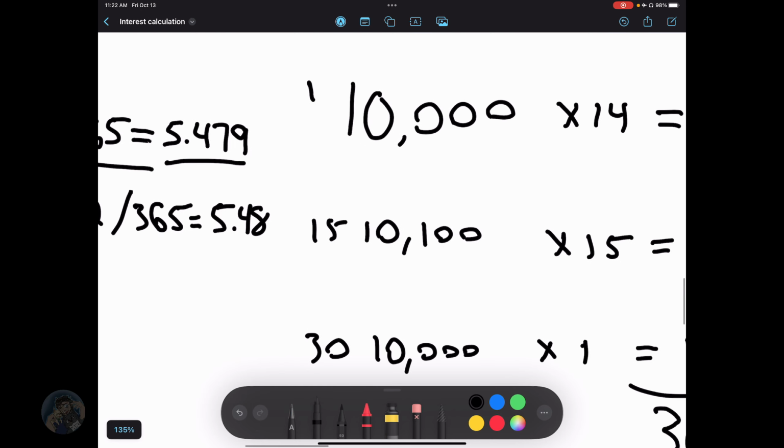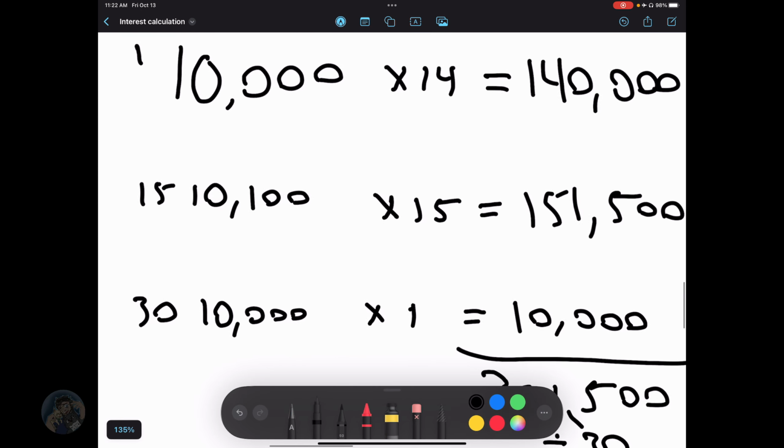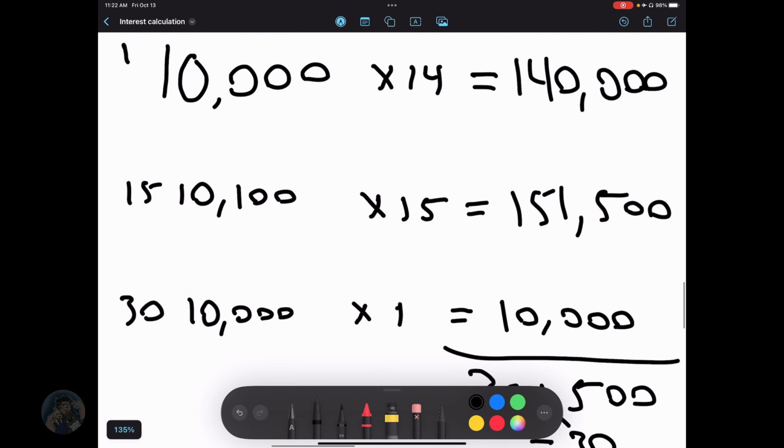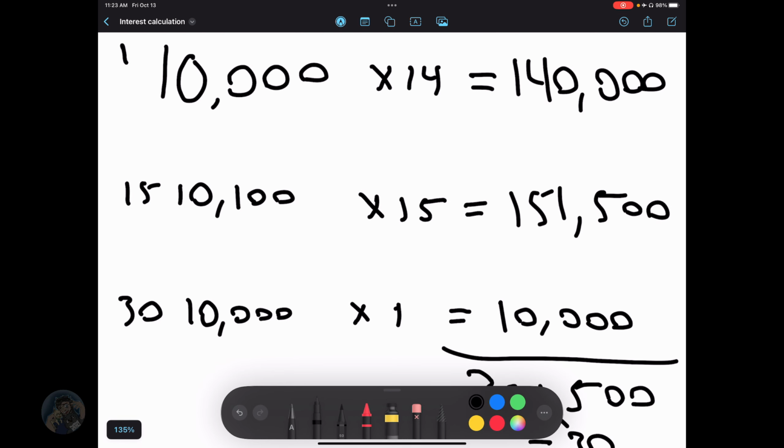The other way that credit cards will do their math is that, say the same $10,000, but this time on the first, you don't make any charges all the way up until the 15th day of the billing cycle, and you charge $100. So you put $100 on that card.